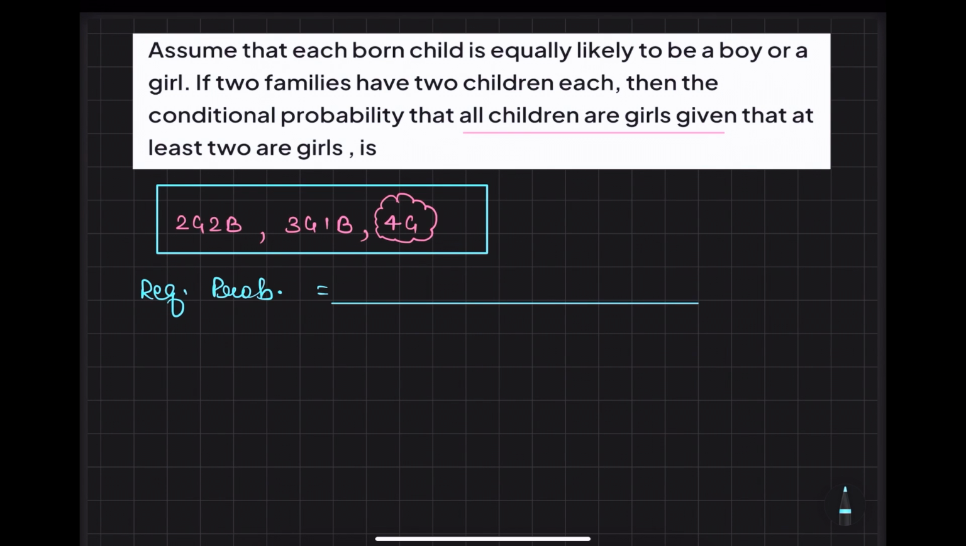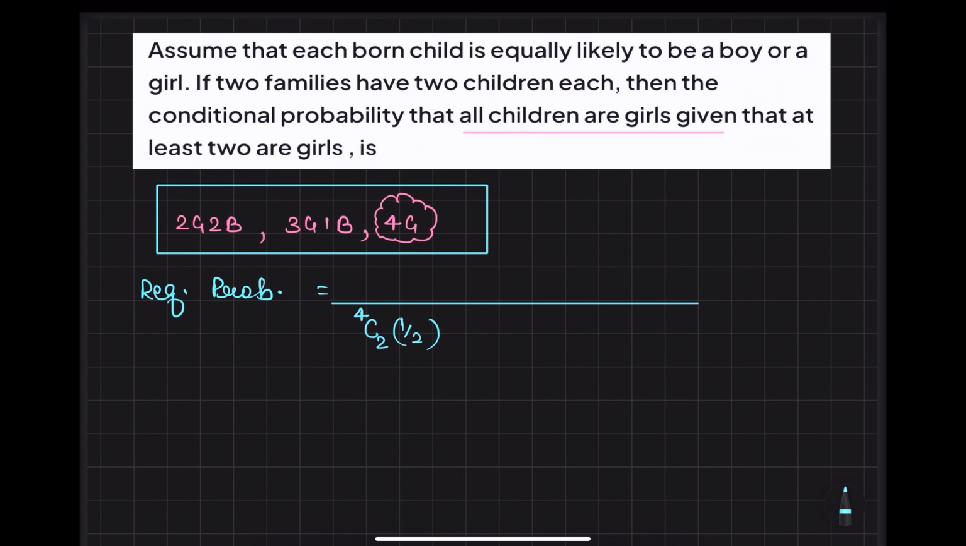So among four children I have to select two, and those two belong to girls. It means the first child can be a girl, the second child can be a girl, the third child can be a girl, the fourth child can be a girl. So among those four children, any two can be girls. So first we will select them and then we will place the girls.